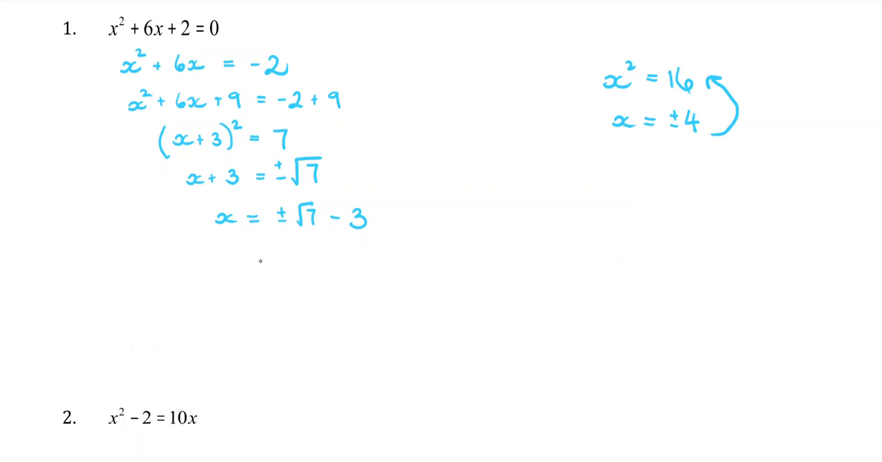So the other option is that we could say we have a positive root 7, which is just root 7 minus 3, or the second solution would be the negative root 7 minus 3. So either one of those last two lines would be a fine way to leave your answer.